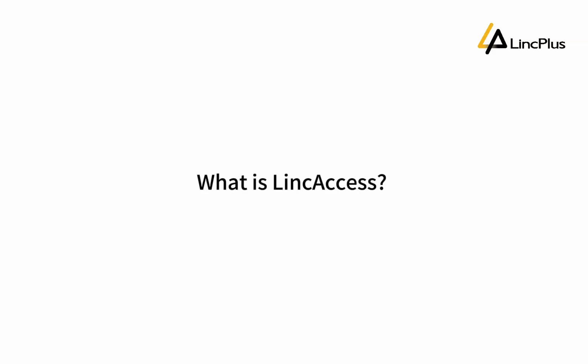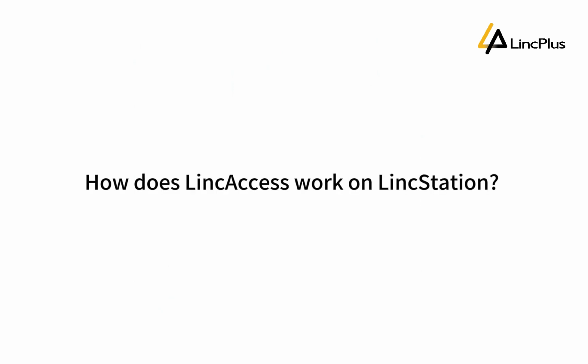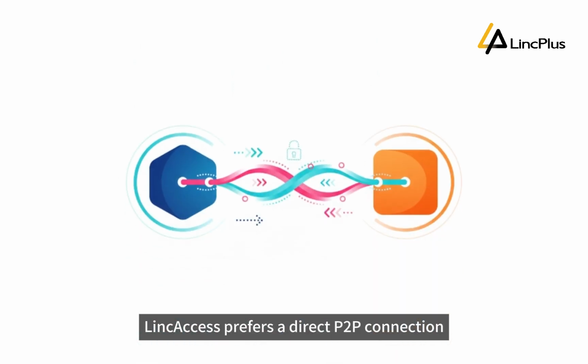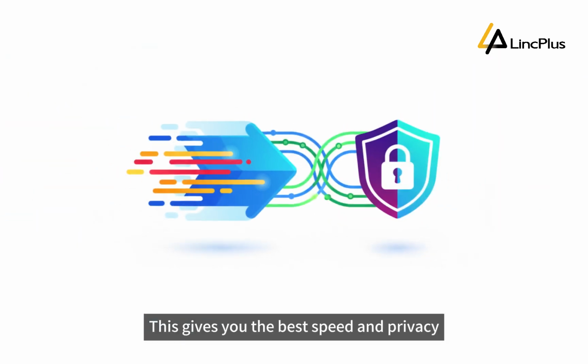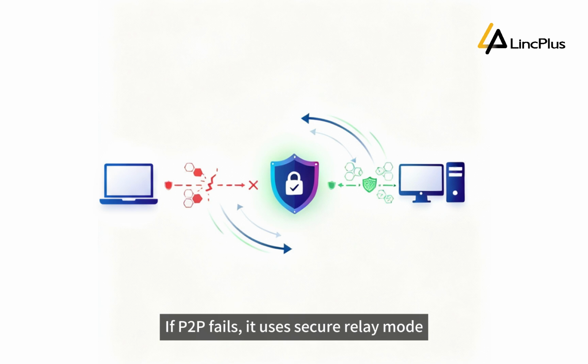What is LincAccess? It is a simple and secure remote access solution for LincStation users. How does LincAccess work on LincStation? LincAccess prefers a direct P2P connection. This gives you the best speed and privacy. If P2P fails, it uses secure relay mode.